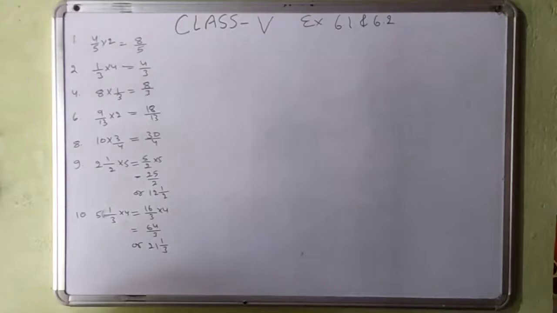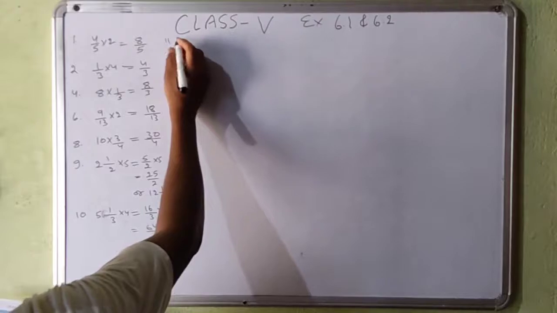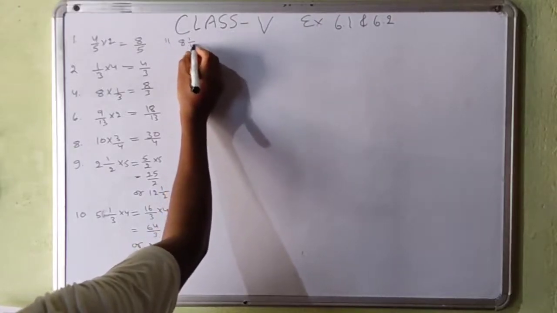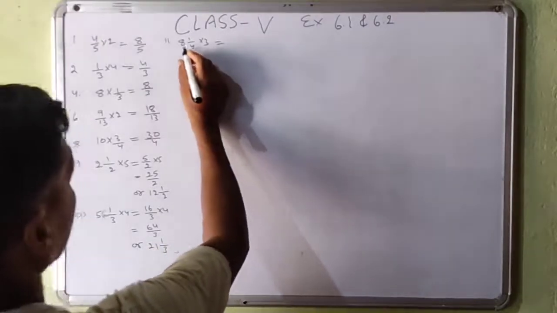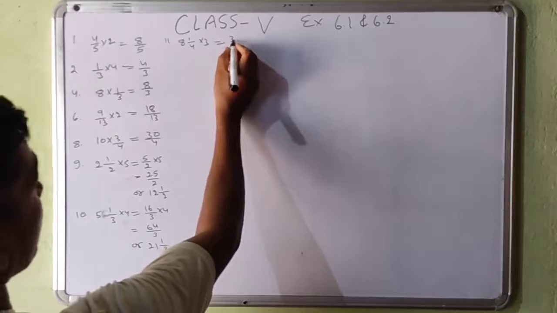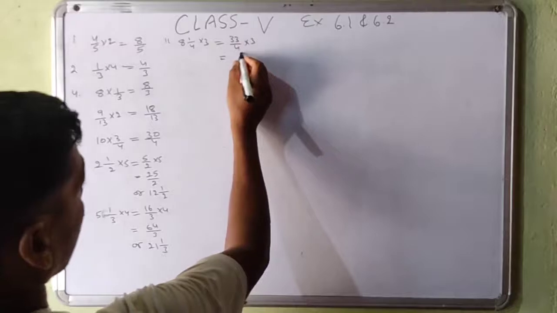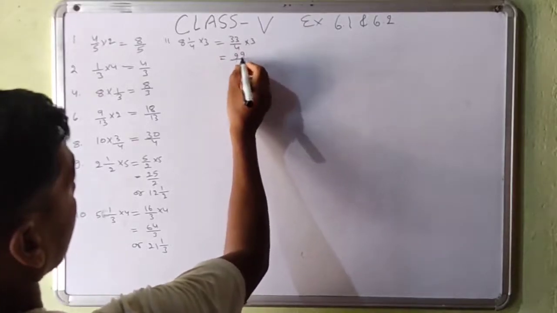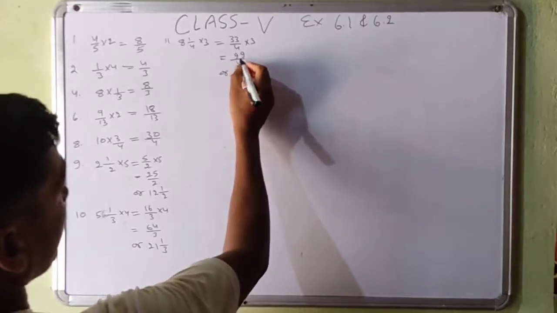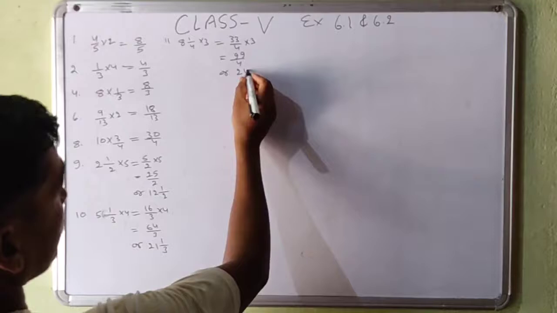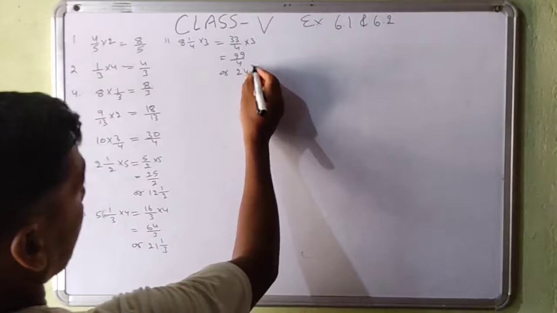11th question also in mixed fraction is there. 8 whole 1 upon 4 multiplied by 3. So 8 4s are 32 and 1, 33 upon 4 multiplied by 3. So that will be 3 3s are 9, 99 upon 4. Or you can write in mixed fraction, 4 2s are 8, carry 1, 19, 4 4s are 16, and then 3 is left upon 4.